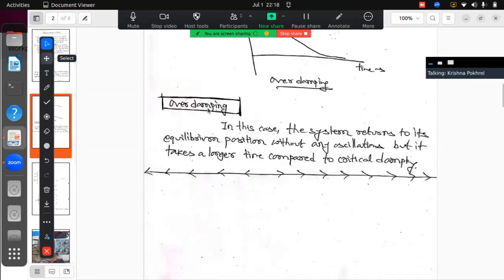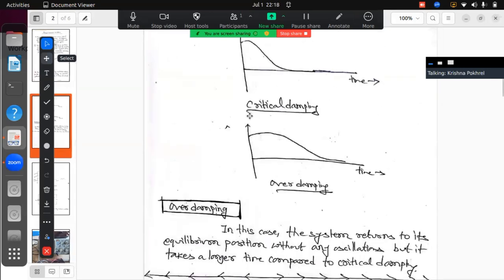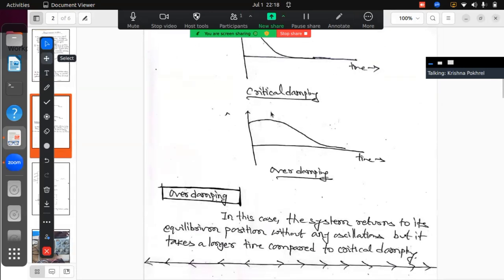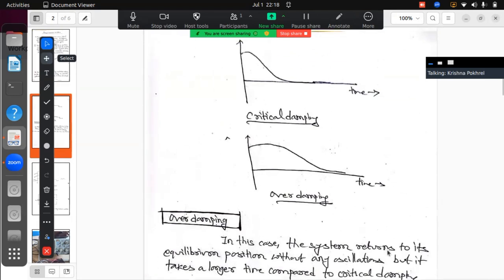Okay, the other one is overdamping. Now I'll read here and I'll compare the critical and overdamping. In this case, the system returns to its equilibrium position without any oscillation, but it takes a longer time compared to the critical damping. We can see here critical damping is coming fast to the equilibrium position, but overdamping does not come fast. It takes some time. We can see the time on the x-axis. It is taking some time. Here only it is coming to the equilibrium position, but critical damping comes to this equilibrium position as fast as possible. That is the condition of critical damping.